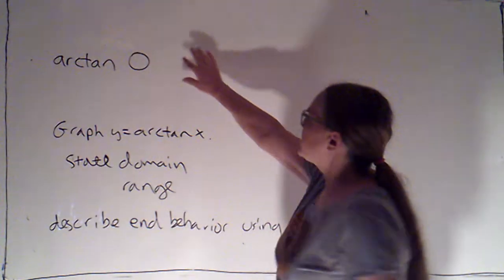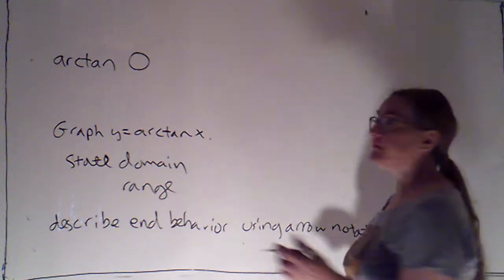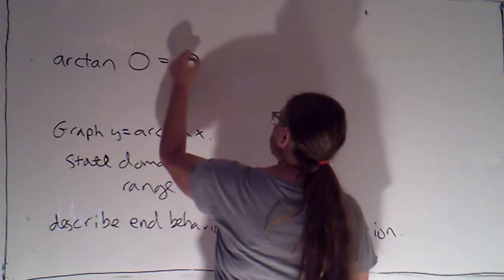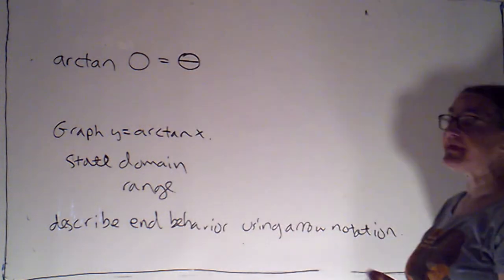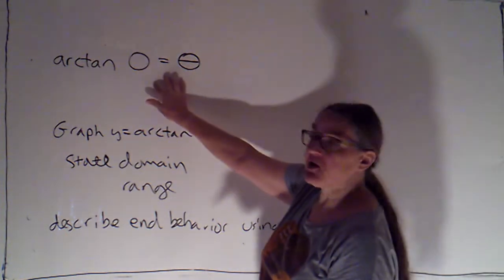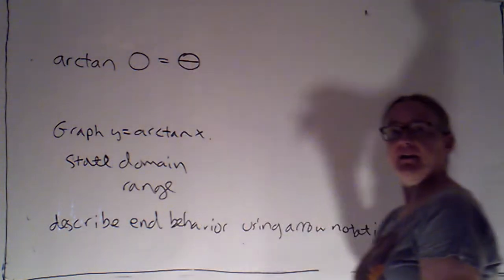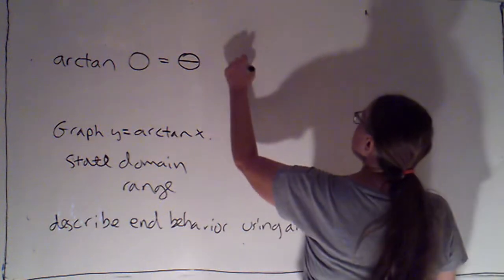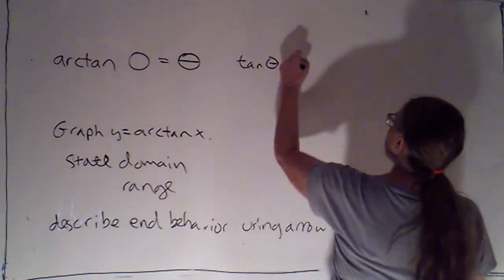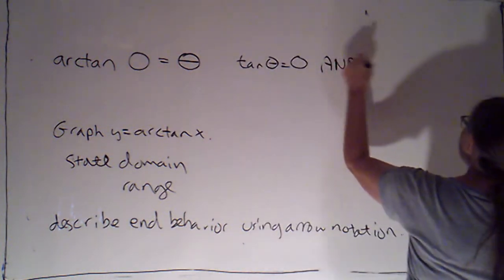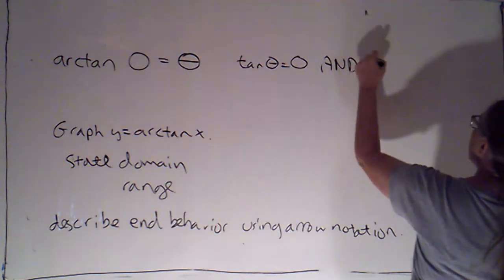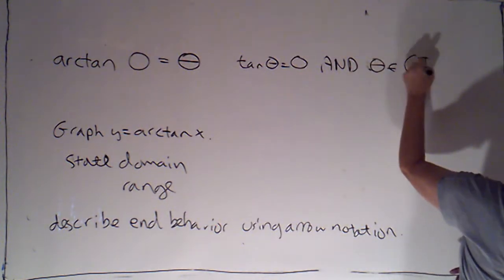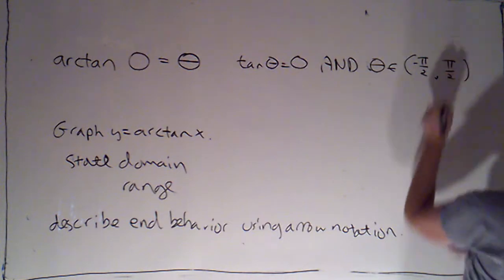At the end of the last video, I left you with these problems. So the first was to evaluate arctan of 0. As always, I give that a name that makes me think angle. That gives me an equation, which then allows me to rewrite it in terms of the trig function. So I can say tangent of theta equals 0, and theta must be in the appropriate interval, which is negative pi over 2 to pi over 2.